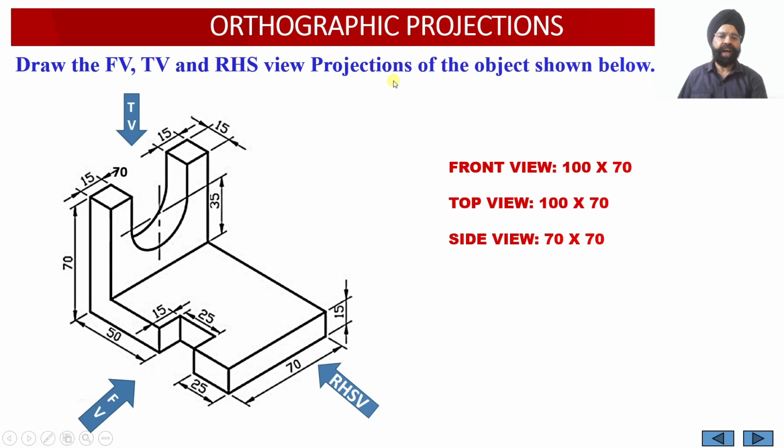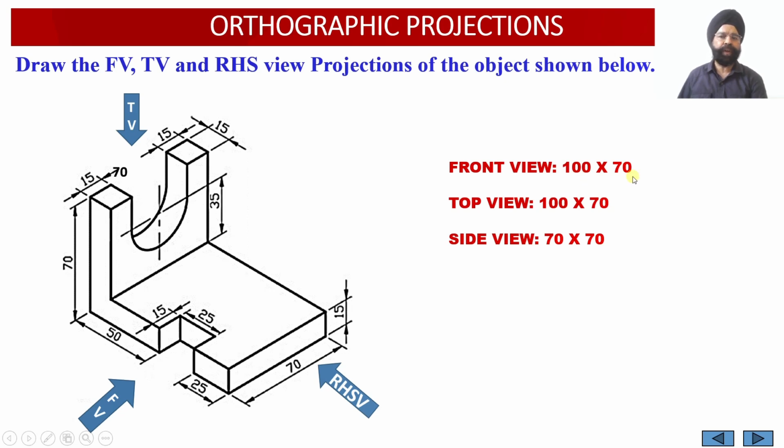the solid. Now in order to obtain the orthographic projections, we need to evaluate the dimensions of the front view face, top view face and the side view face. When we look at the solid from the front side, we observe that the width of the solid is 100 millimeter and the height of the solid is equal to 70 millimeter. So the front view face will have the dimensions 100 millimeter by 70 millimeter.